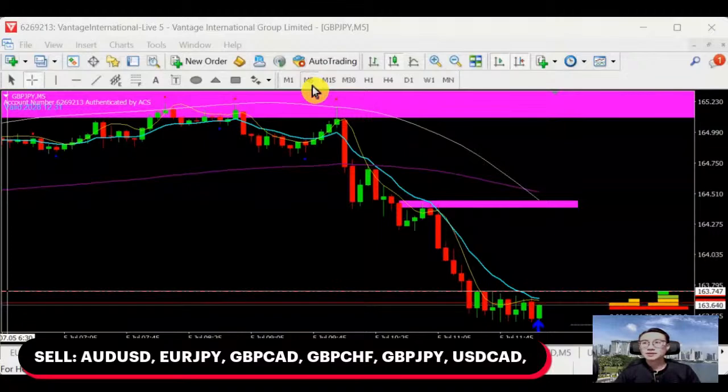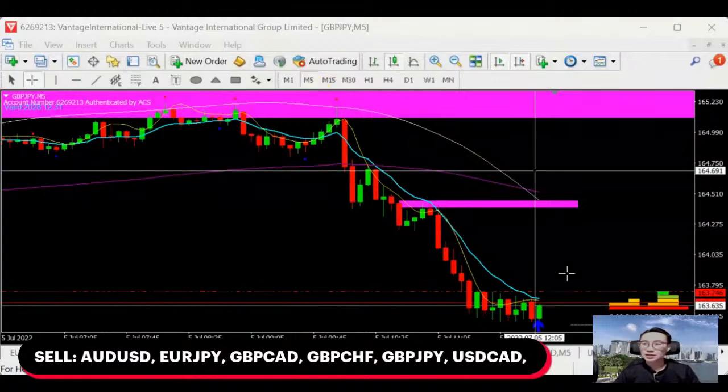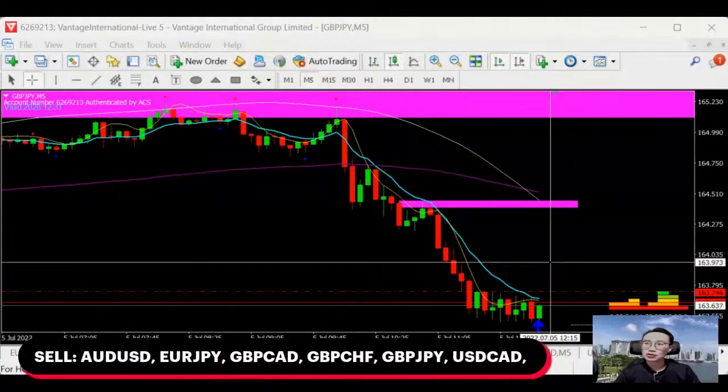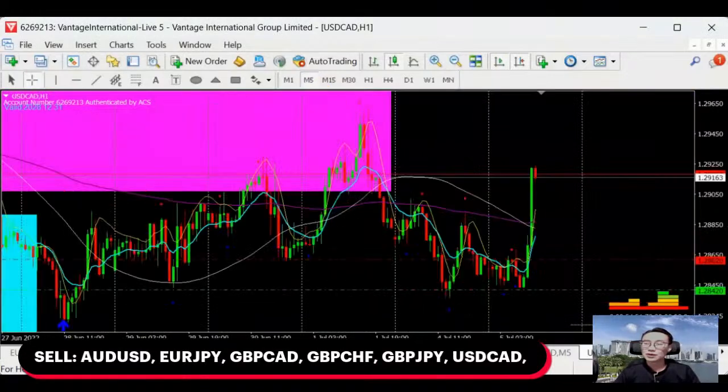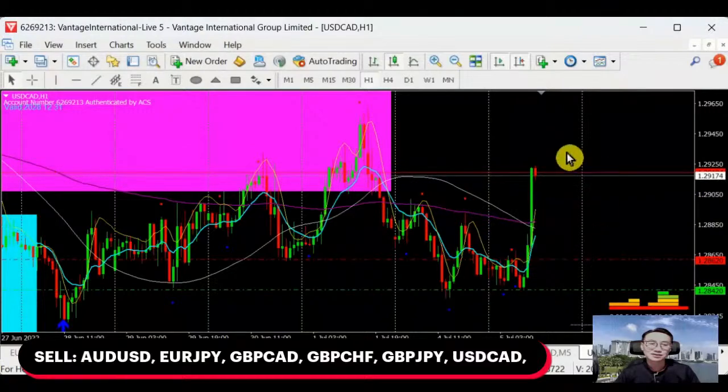If not, this may go into consolidation. Dollar CAD tentatively is shooting quite high up here. I think you are looking for a buy. Am I right, when you are looking at this chart?